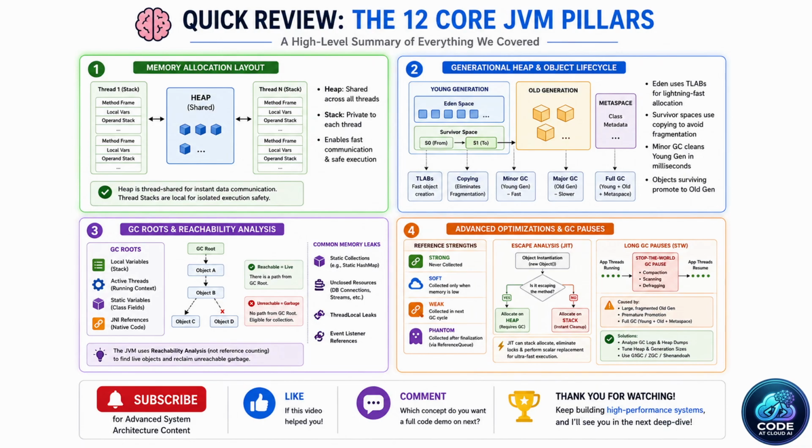GCs. We unmasked how the JVM traces live references down from active GC roots using reachability analysis, instead of fragile reference counts, and why forgetting to clear references out of static collections leads to logical memory leaks, even in an automated runtime. Finally, we covered advanced optimizations.